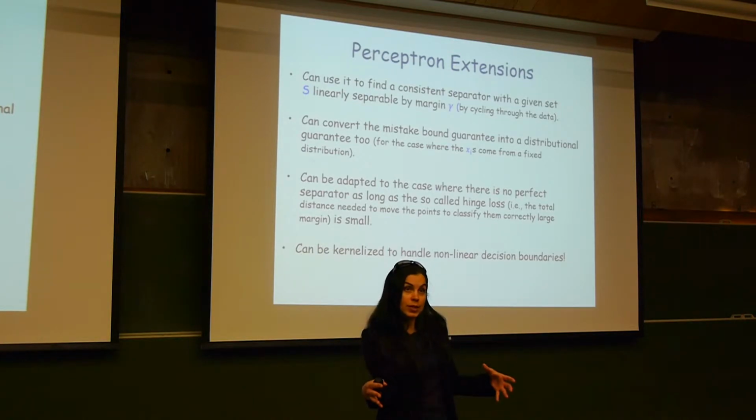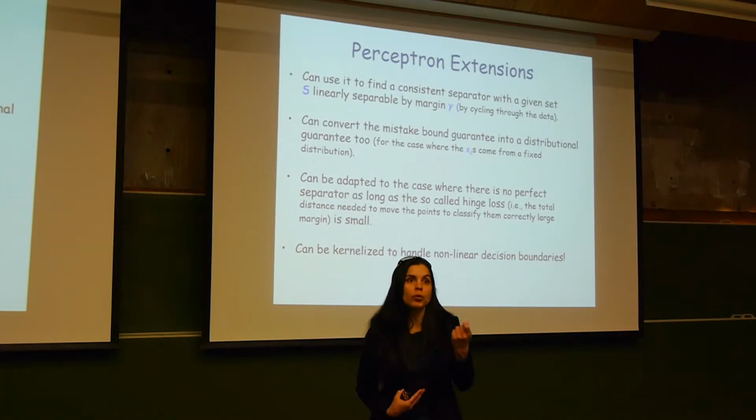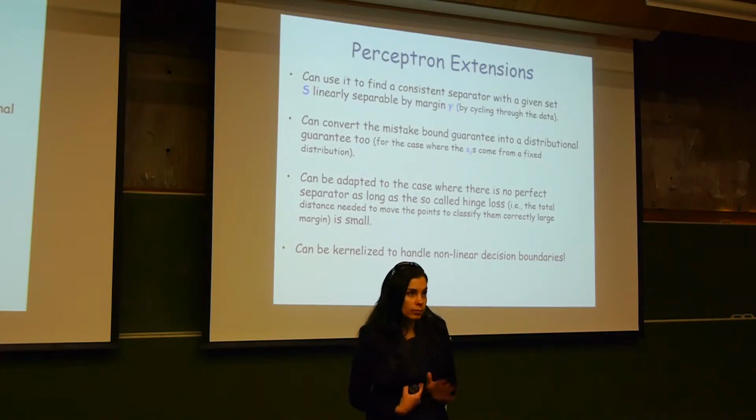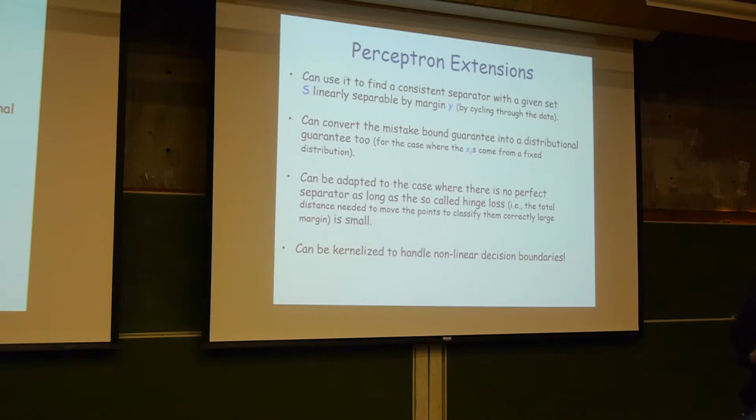Say that I have a set of examples S, and let's assume that S has a large margin, gamma. I claim that we can use the Perceptron algorithm; in particular, we can cycle R squared over gamma squared plus 1 times through the data set, and then we're going to be able to output a separator that is consistent with my set of examples. So we can use the Perceptron algorithm to also solve the so-called consistency problem.